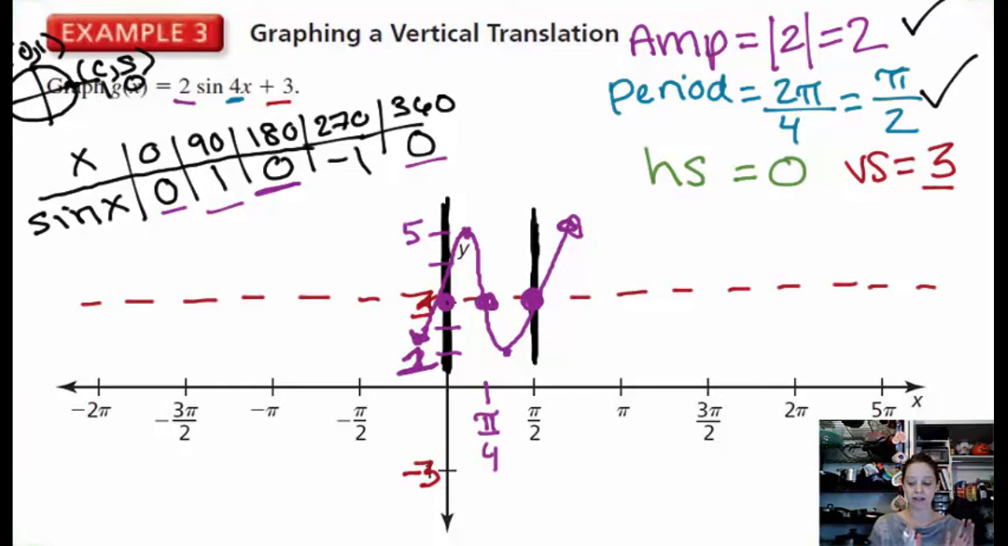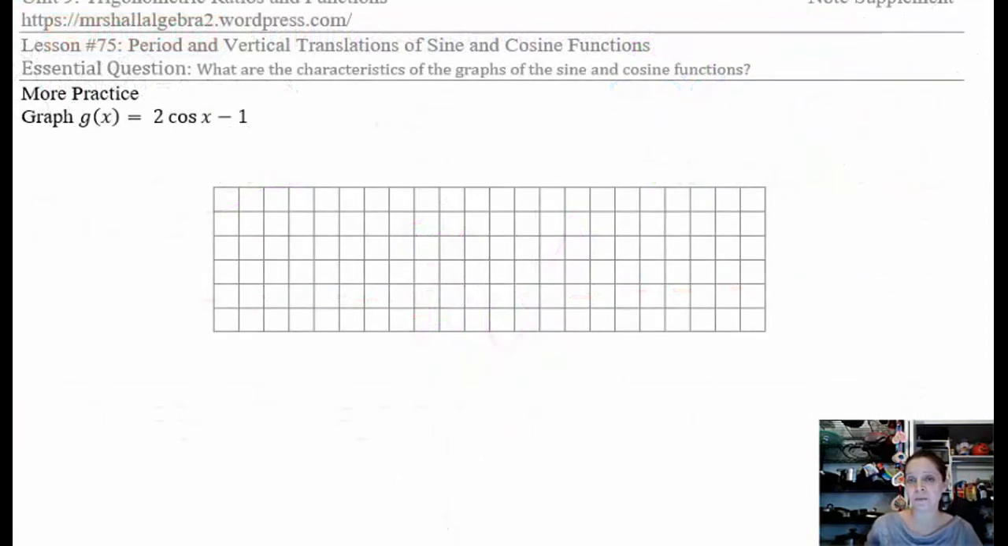Check. There hasn't been a horizontal shift left or right. Check. And there's been a vertical shift up 3 units. Right? The midline is at positive 3. Check. We're going to do one more graph, this time with a cosine function.